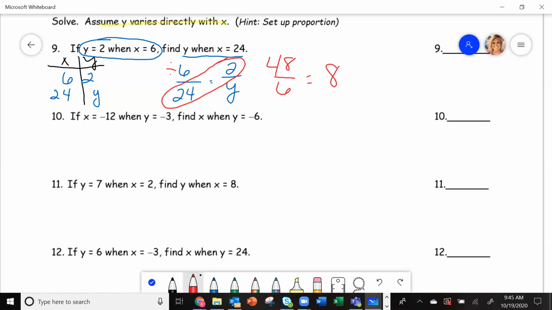gives us 8. So y is going to equal 8. That will be our answer. Let me give you a couple minutes. I want you to try and do 10, 11, and 12.